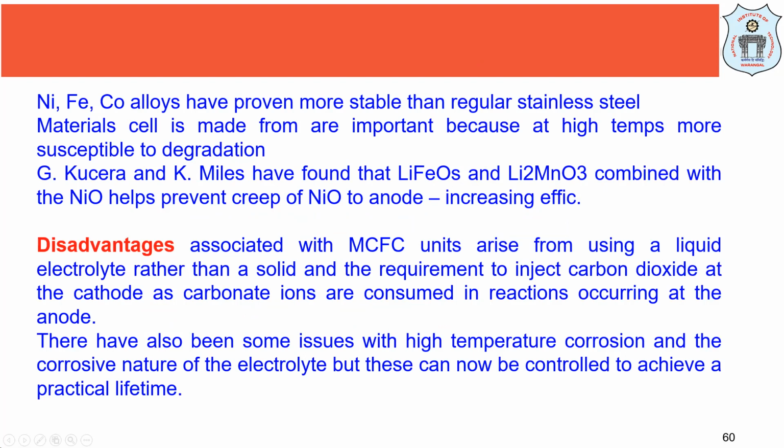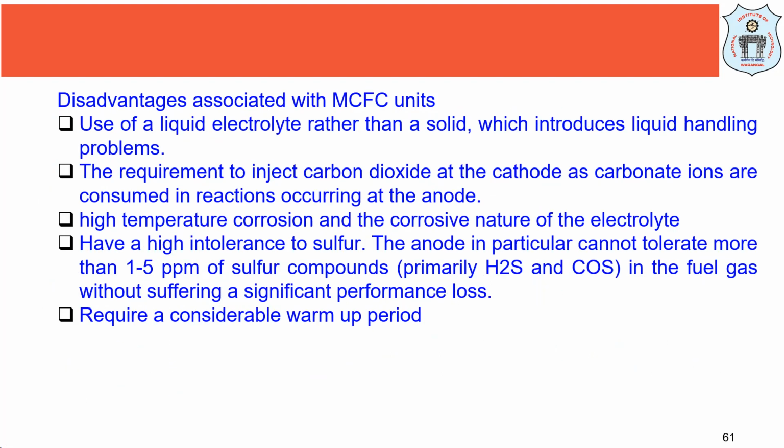The requirement to inject carbon dioxide at the cathode side, as carbonate is being consumed in the reaction occurring at the anode, is one of the disadvantages. And we can look at it the other way. In the world there is a lot of CO2 emission. Supplying CO2 will help us control CO2 emission into the atmosphere, right? So every problem, we can find an opportunity also, right?